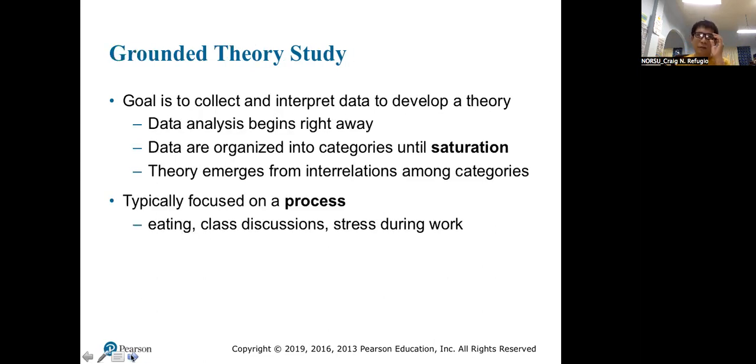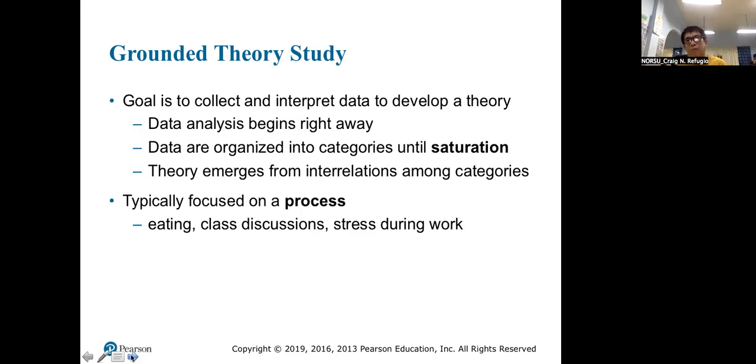Then grounded theory study. The goal is to collect and interpret data to develop a theory. You collect data, you present the data, you make an analysis of the data, then interpret the data, and then develop a theory. That's the purpose, to develop a theory. In some cases, we use a theory and then verify whether it is true or false. But in a grounded theory, we collect, we analyze, we present, we interpret, and then develop a theory. So that's the focus of grounded theory.